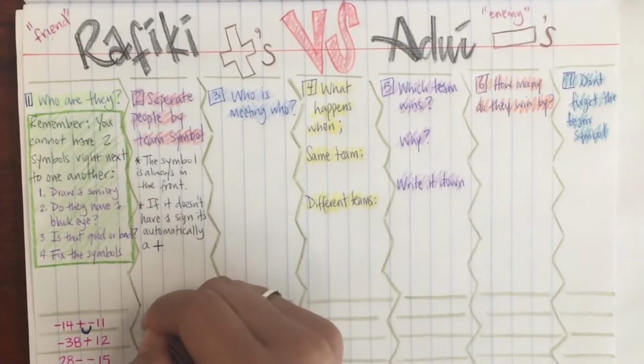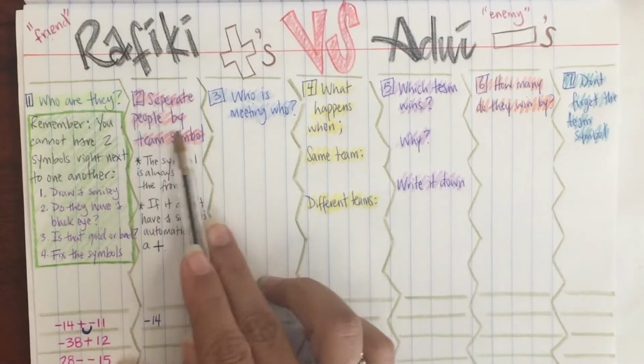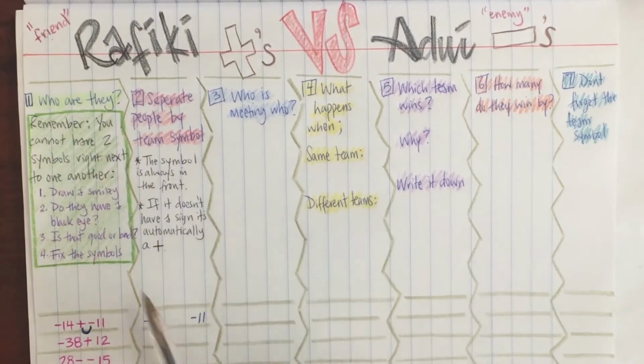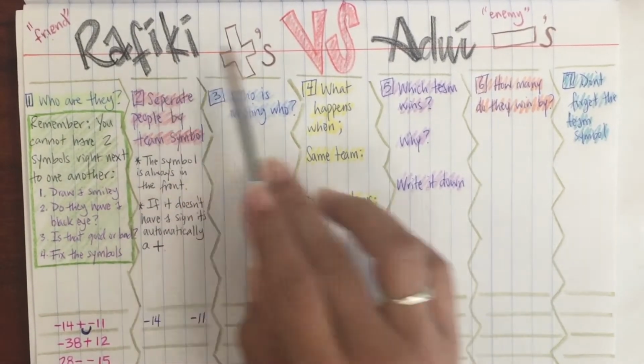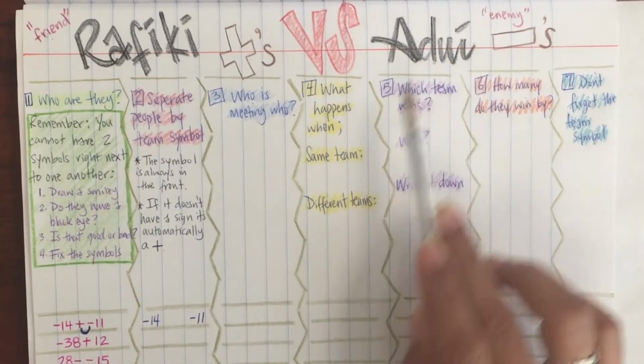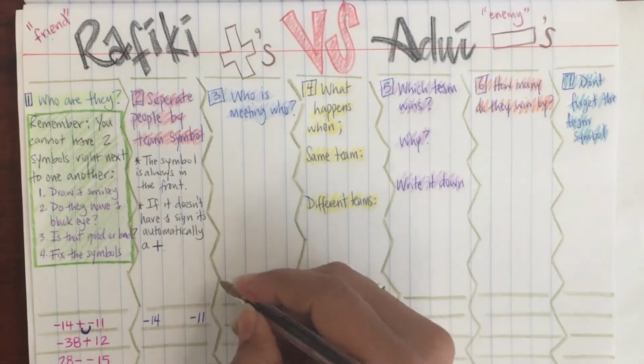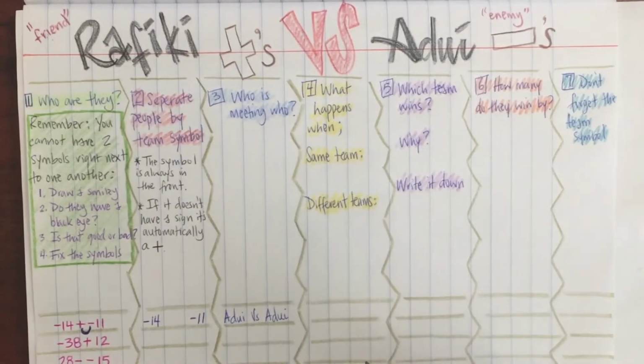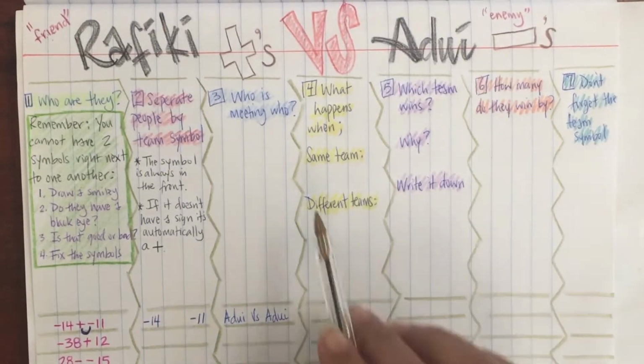The symbol is always in the front. So we're going to write negative 14, and those 2 symbols are now going to become a negative. So minus and 11. Now we've separated them. Okay, who's meeting who? Rafiki or Adui? It's Adui meeting Adui. This is a listening check. Circle negative 11. What happens when the same team or different team meets?